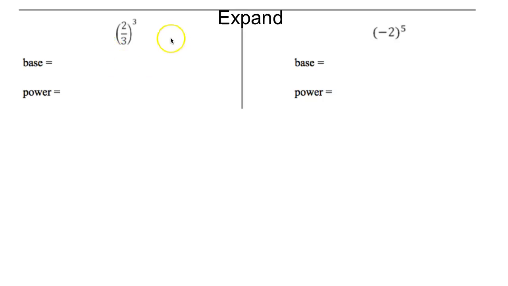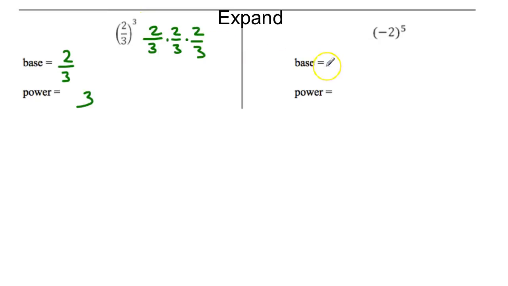So now we're going to expand some exponents. I'm looking at this right here. This is 2/3 to the third power. So the base, let me get a pen. The base is 2/3 and the power or exponent is 3. If we expand this, this means 2/3 times 2/3 times 2/3. So we take the base, we multiply it by itself 3 times because the exponent is 3.